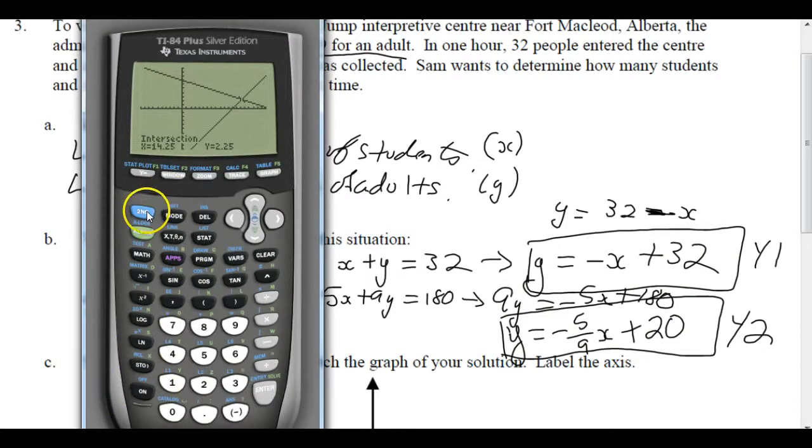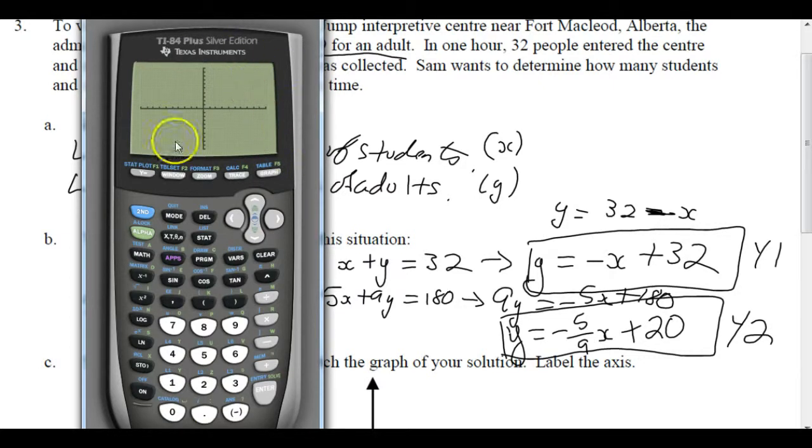Okay, I'll turn this on. So what I'm going to do is go zoom 6. I'm going to reset to a standard window. I'm going to go to y equals and clear out what's in there. So y1, negative x, that's a subtraction, and you'll just run into problems, plus 32, and y2, negative 5/9, so me with the brackets again, 5/9 x plus 20, and hit graph. And let's see what happens.